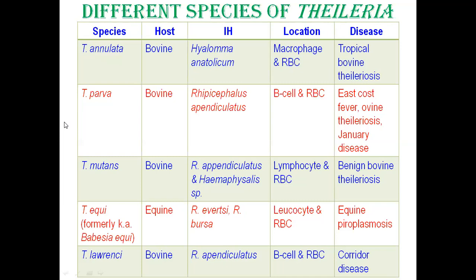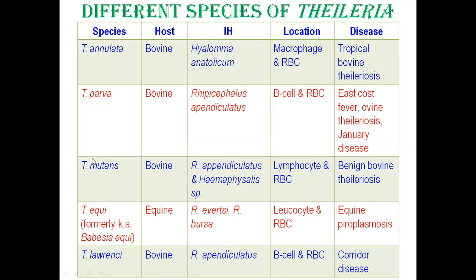In case of Theileria parva, as I have said, this occurs mostly in African countries, in Rhodesia and in many parts of Africa, South Africa. The parasite is transmitted by Rhipicephalus appendiculatus. It is a brown ear tick which is infecting B cells and RBC. Please mark this point. One is that in case of Theileria annulata, the schizont stage occurs in the macrophage, whereas the schizont stage of Theileria parva occurs in B cells, B lymphocyte cells.